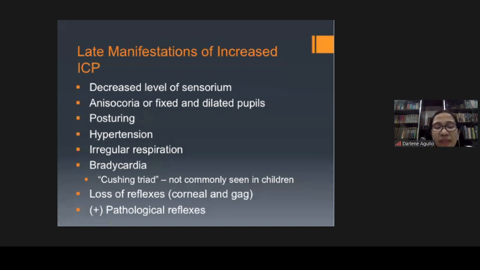Loss of reflexes, the brainstem reflexes, so loss of corneal reflexes at the level of the midbrain, loss of the gag reflex, midbrain and pons, yung corneal, and then gag, medulla. So kung hanggang doon na yung ipit, you lose this brain stem reflexes.